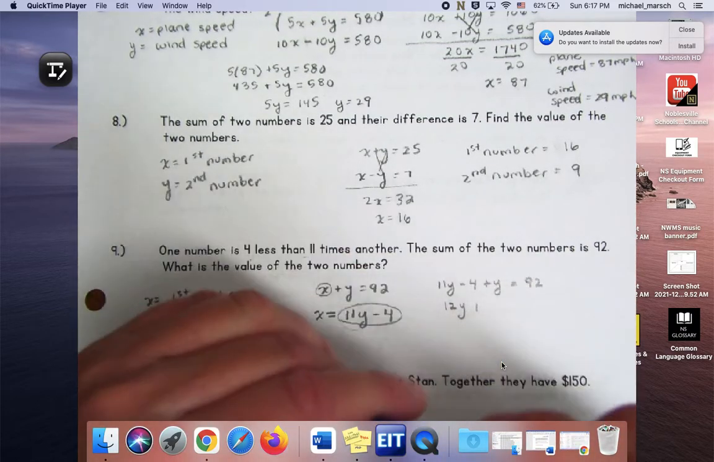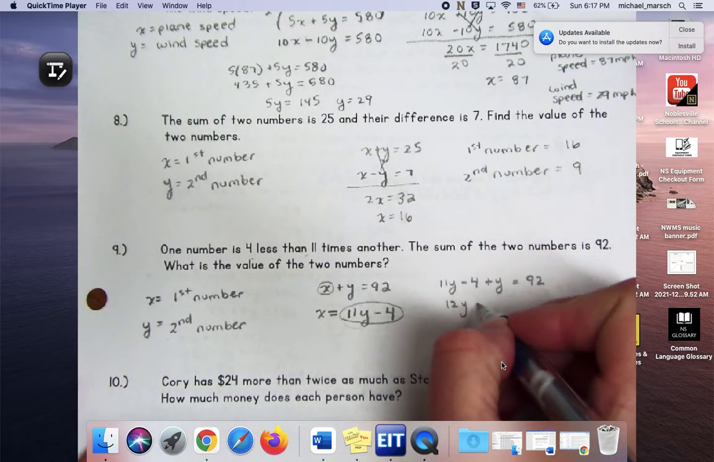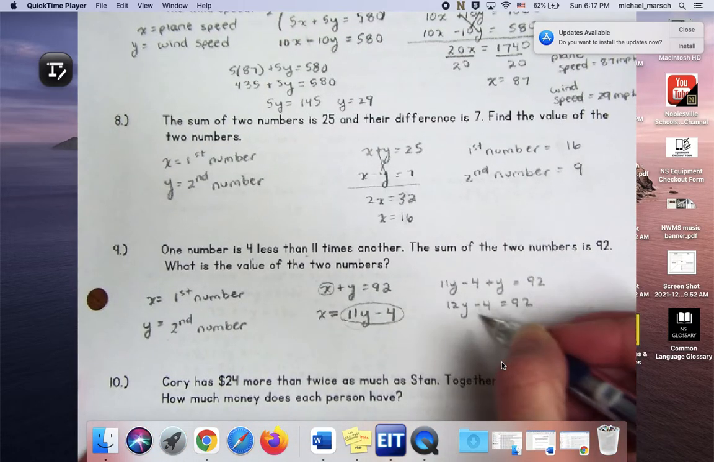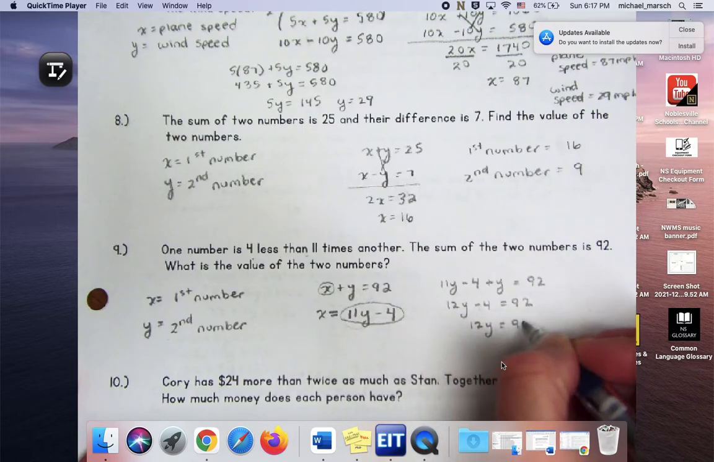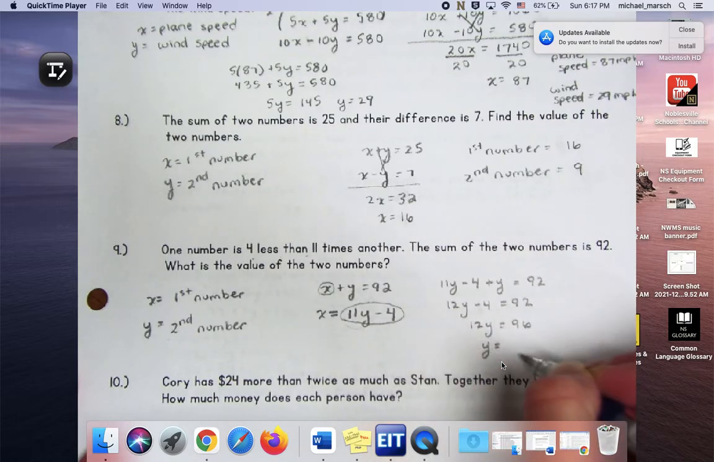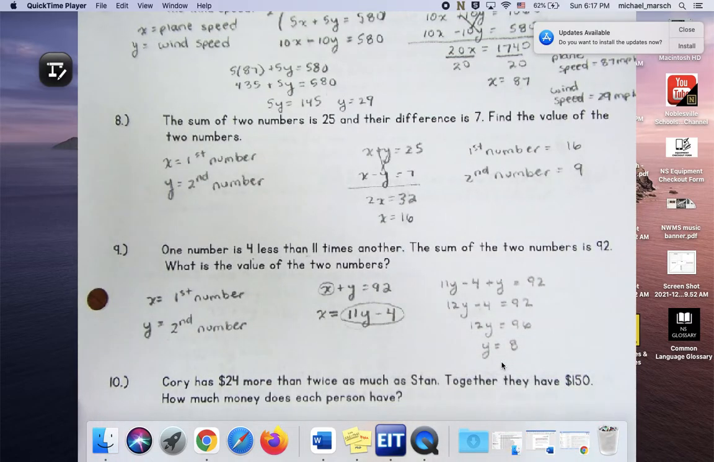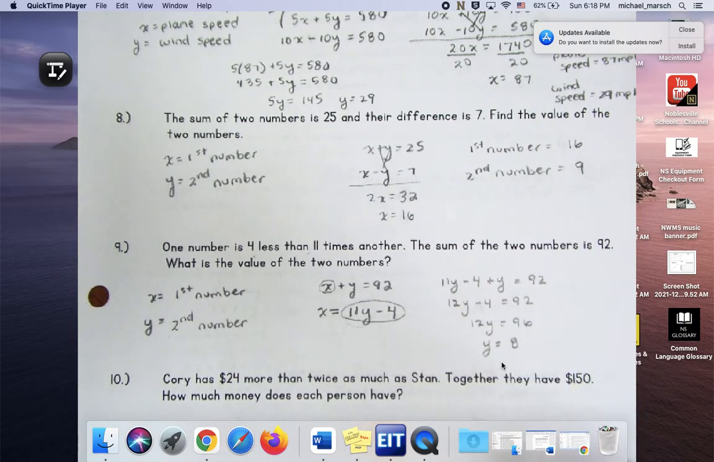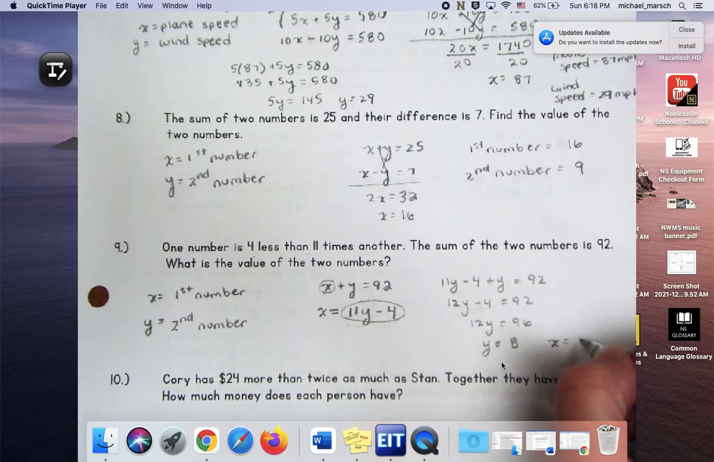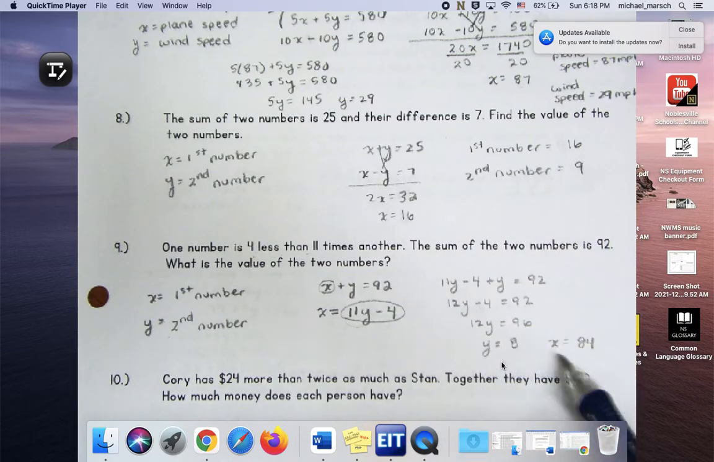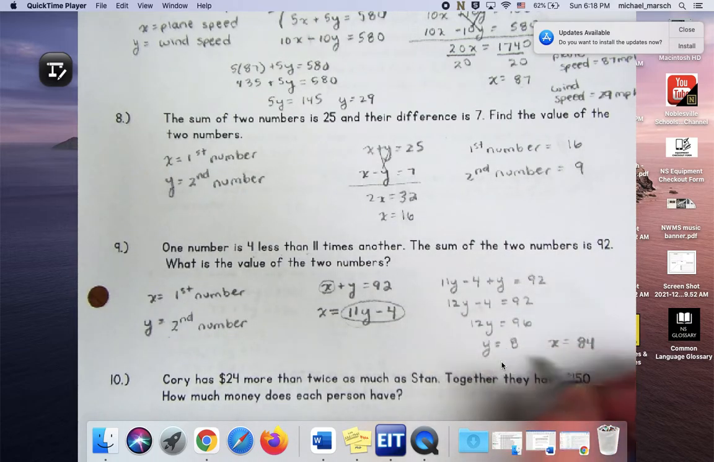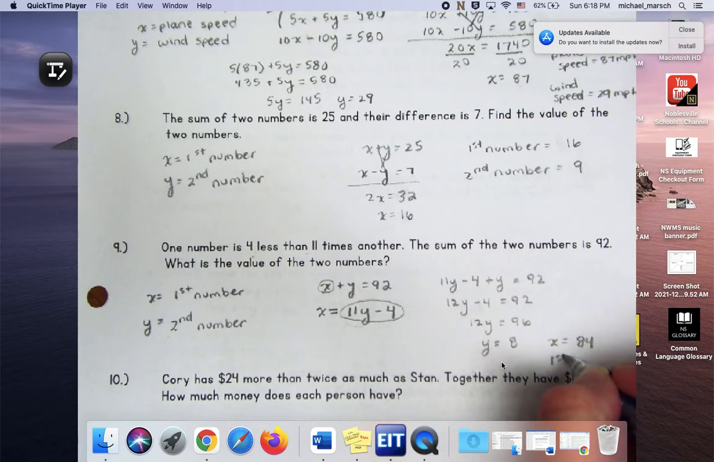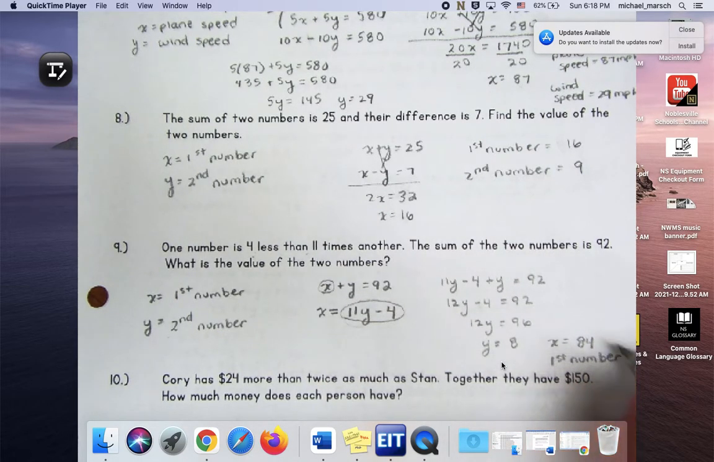12y minus 4 equals 92. When I add the 4, I get 12y equals 96. Divide by 12, y equals 8. So I know that something plus 8 equals 92. Well, that's easy. I can say then that x equals 84, right? X and y. Because my first number and my second number.